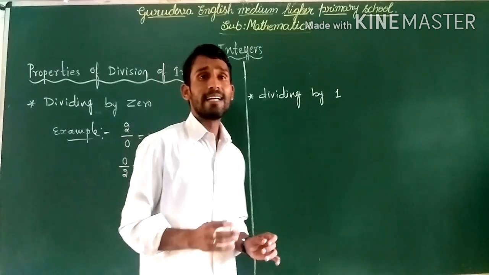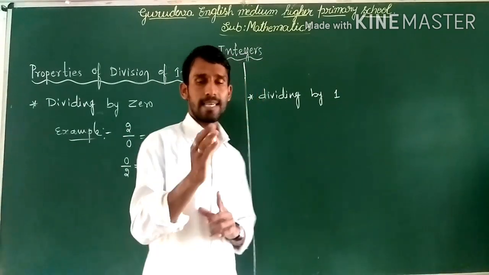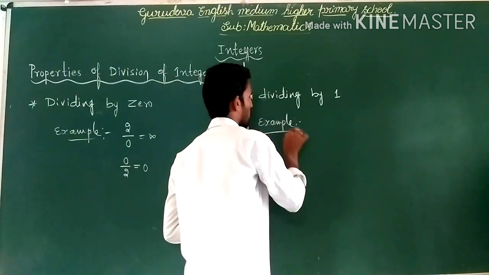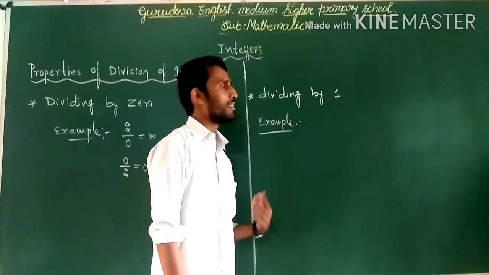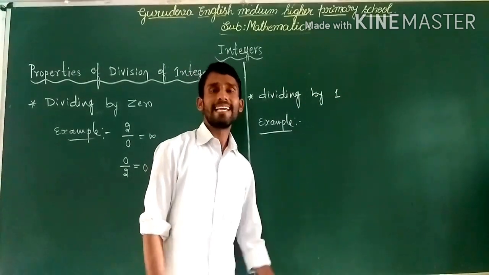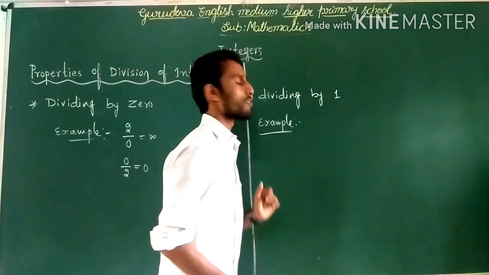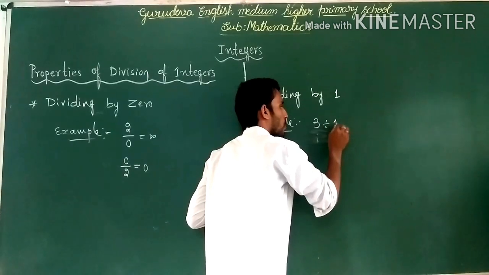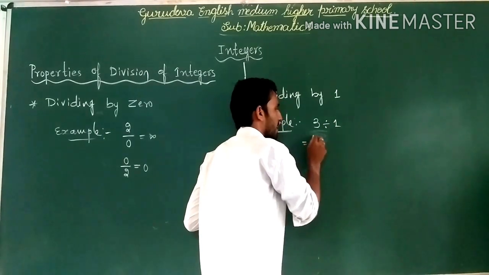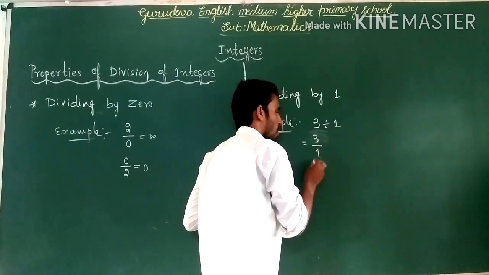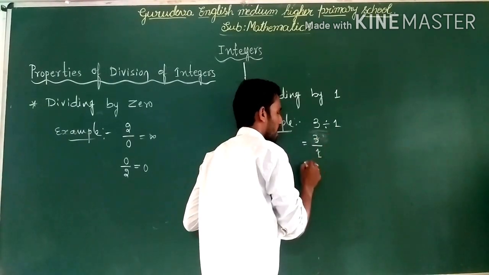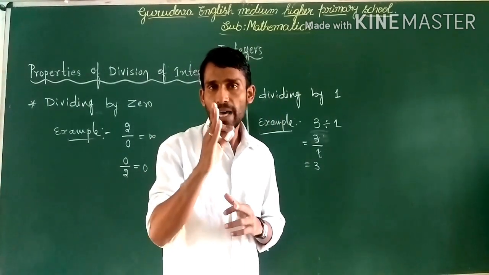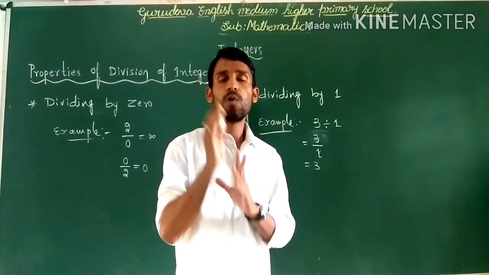Dear friend, let us see the next one: dividing any integer by 1. See one example, example 1. When we divide any whole number by 1, for example 3 divided by 1, what will we get? 1 threes are 3, again we are getting a whole number. When we divide a whole number by 1, it gives the same whole number.